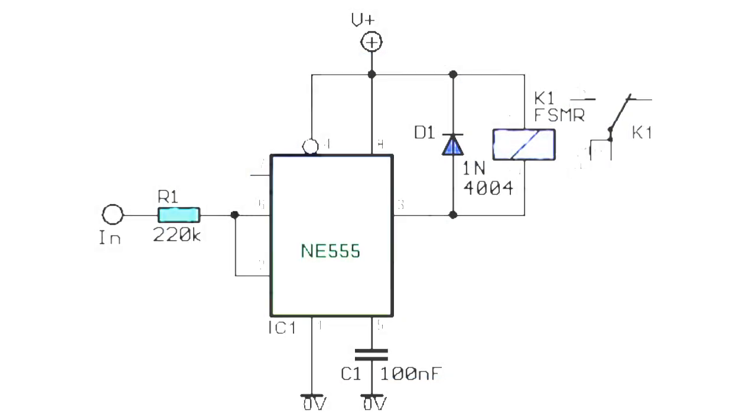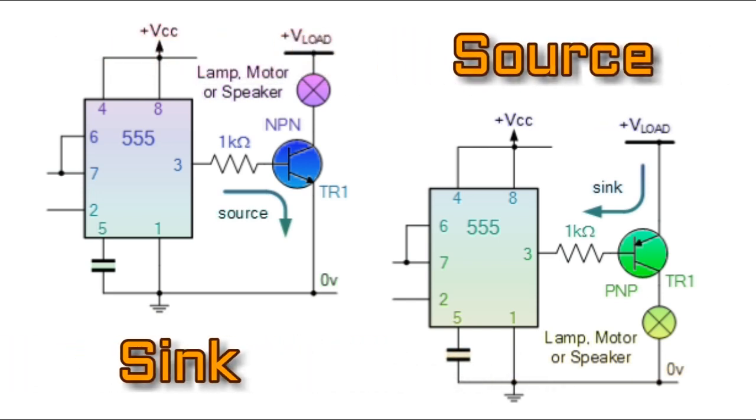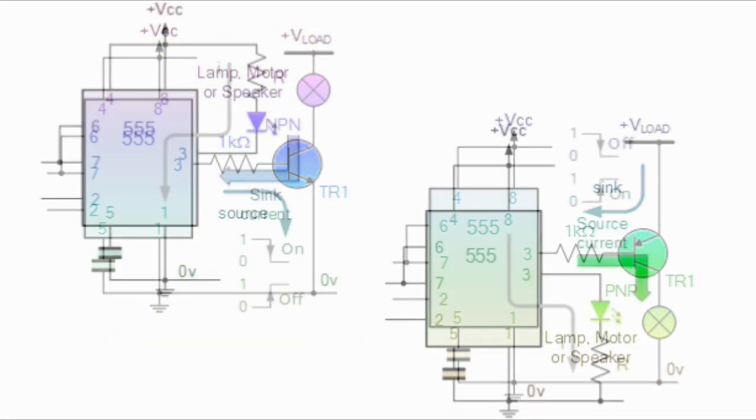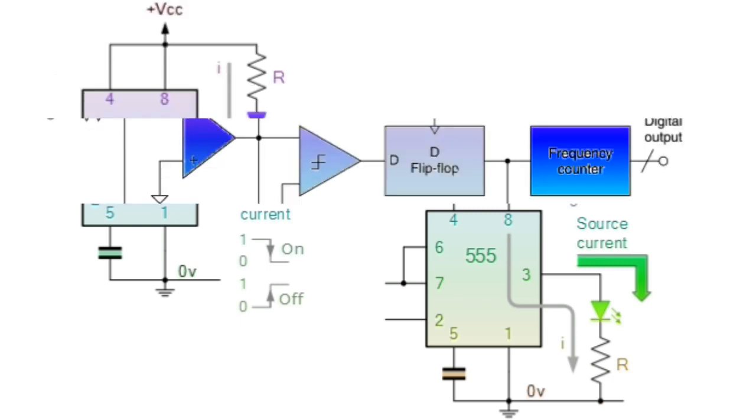This ability of the 555 timer to both sink (absorb) and source (supply) current means that the output device can be connected between the output terminal of the 555 timer and the supply to sink the load current, or between the output terminal and ground to source the load current.